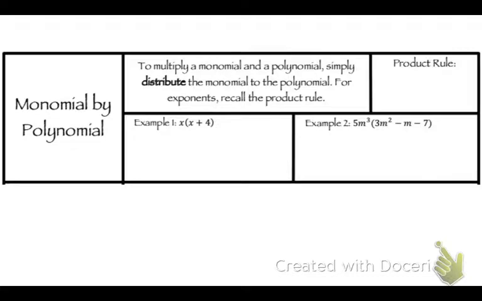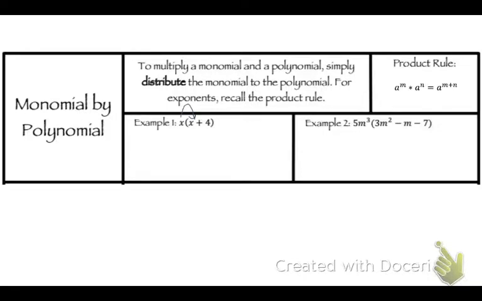Okay. Now, the product rule: when you multiply, if you have common bases, you add the exponents. So if you have a to the m times a to the n, that equals a to the m plus n. Okay, so let's look at example 1.